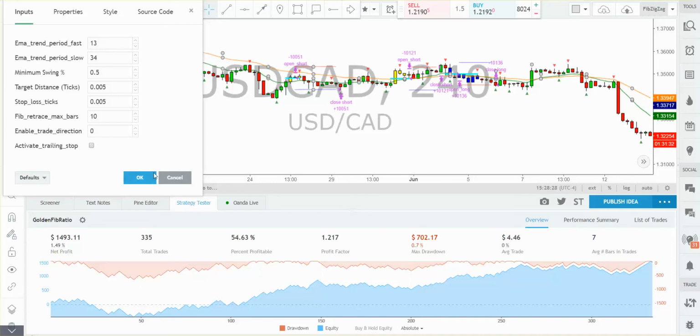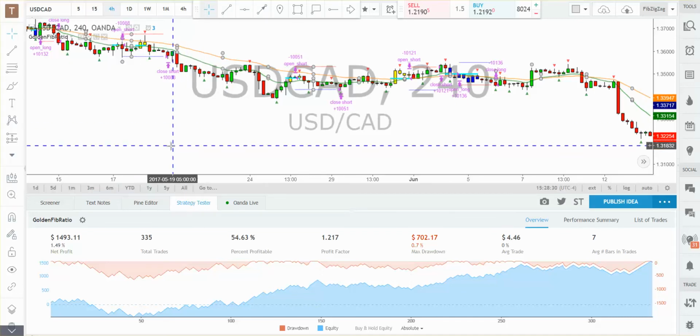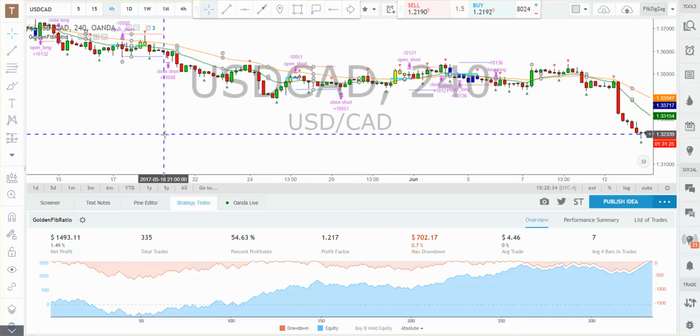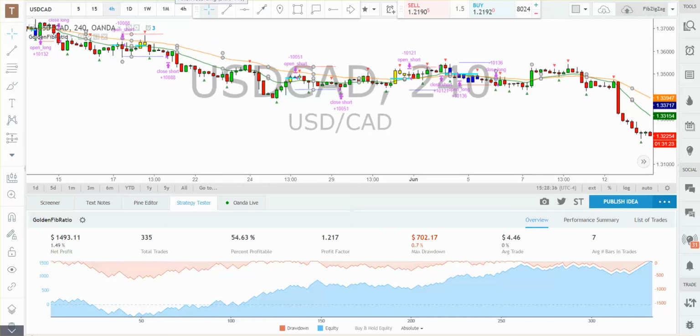So this is pretty much it. This is the TradingView Golden Fib ratio strategy.